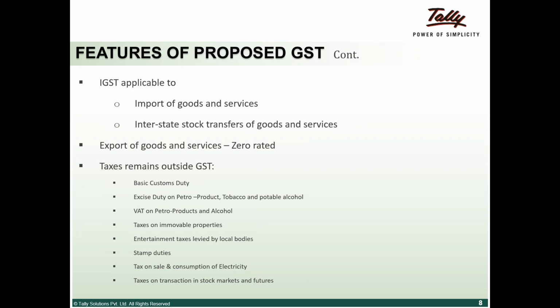Immovable properties is another big area which basically deals with real estate and things of the sort, where a lot of stamp duty and other taxes which the states were earning, which the states didn't want to give up. So immovable property remains outside the scope.